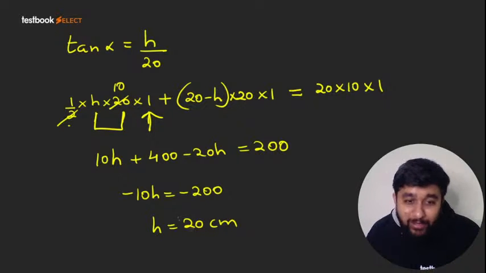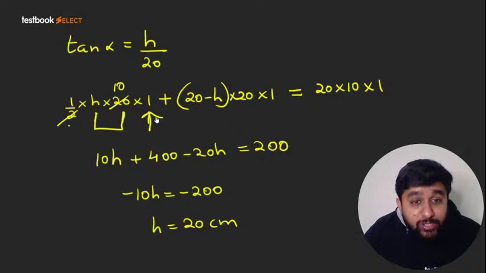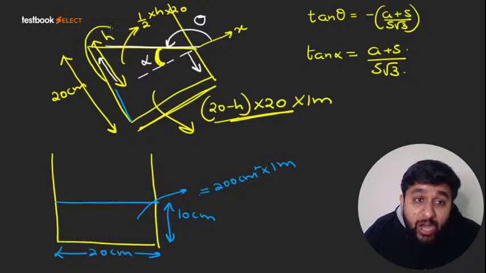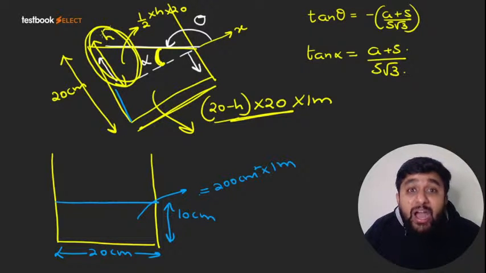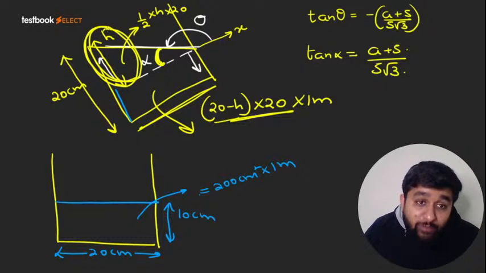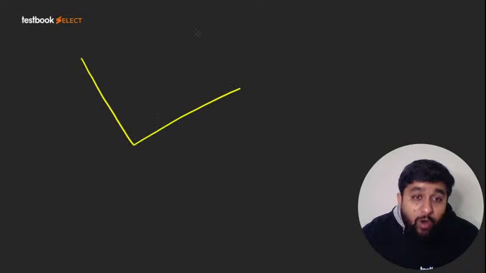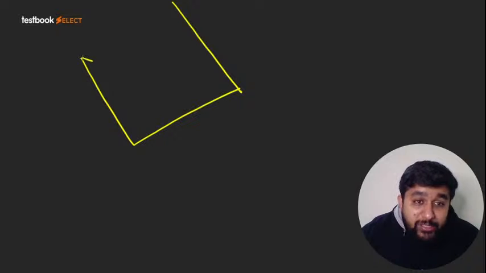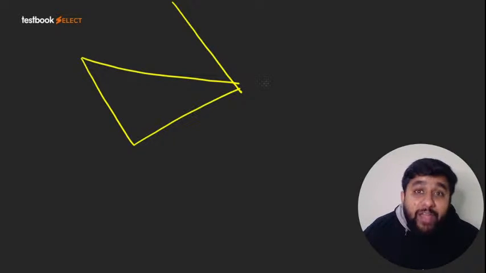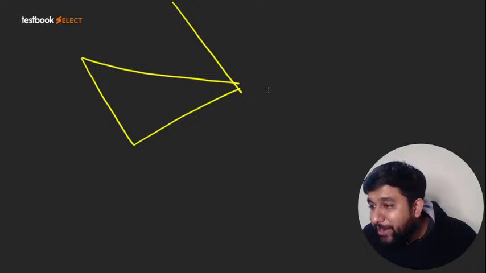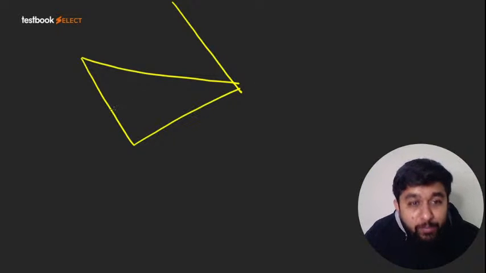है ना? Now check for yourself. So H value is equal to 20 centimeter. So what is H? H is the height of triangle. So height of triangle, that is equal to the height of container. This means the final shape of water will look like this. So we have got the final shape of water also.